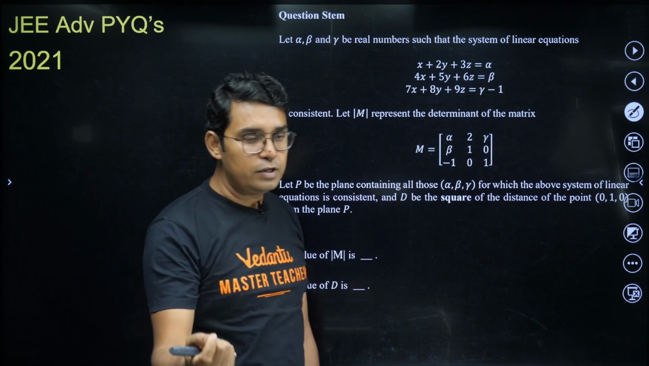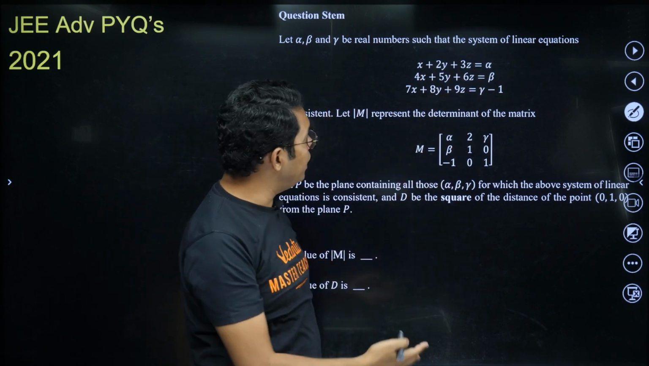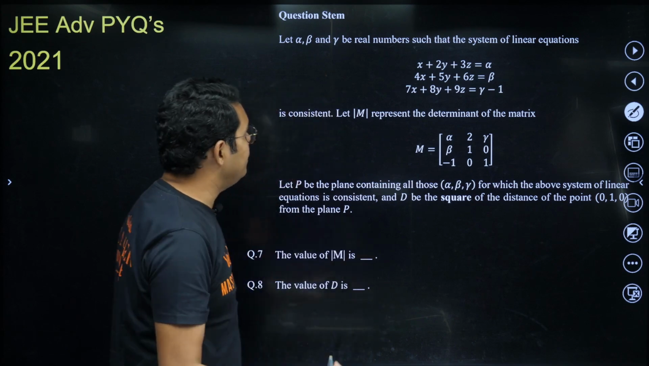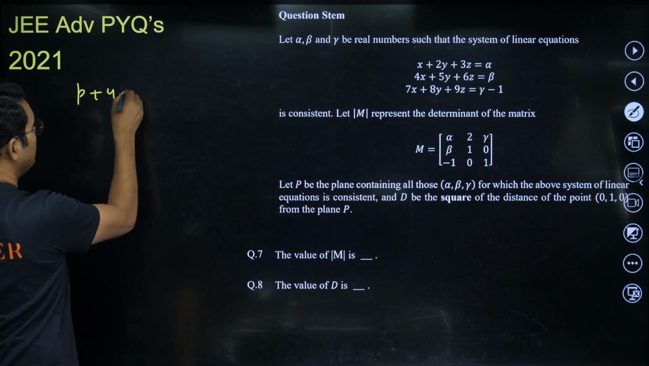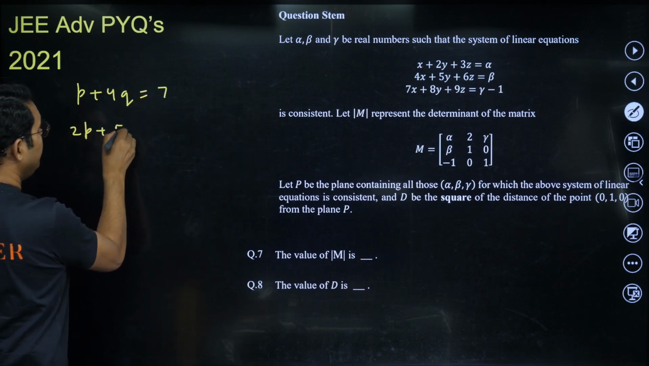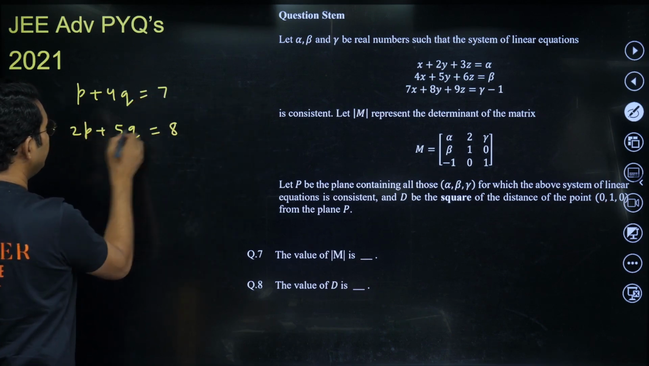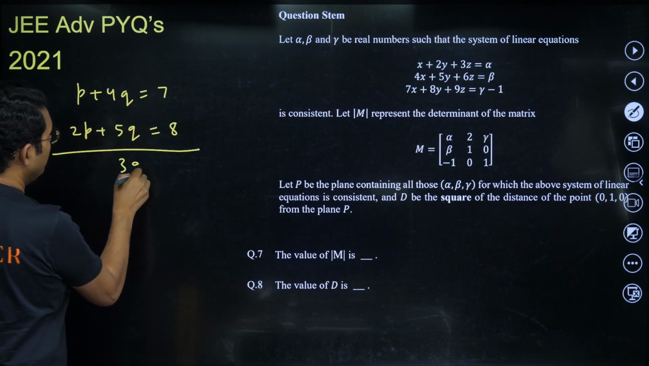Consistent means at least one solution. Okay. Here again in x, y, z, there are no unknowns. I think my method will perfectly work here. So take p plus 4q is equal to 7, 2p plus 5q is equal to 8. Solve them. If you multiply here, 8 minus 5, 3q will be equal to 6.